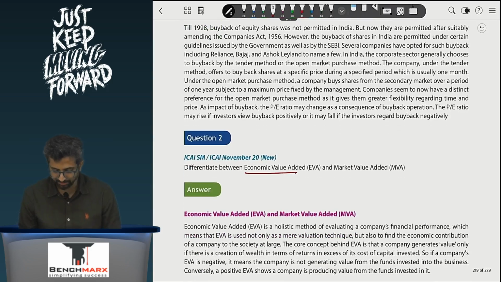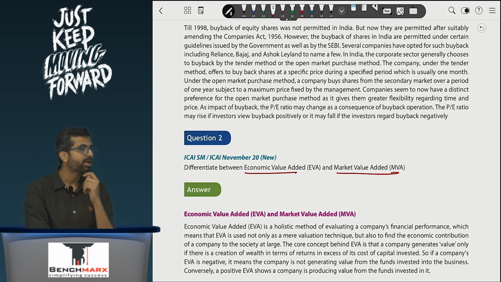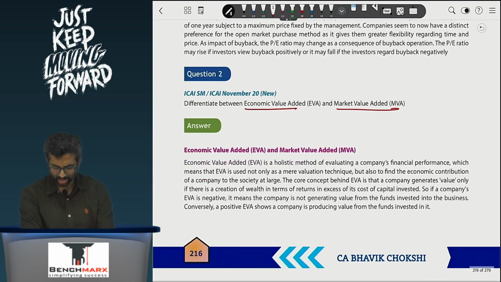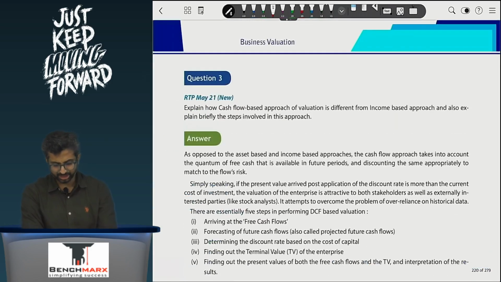Difference between EVA and MVA. अच्छा, EVA economic value added is NOPAT minus invested capital into WACC. EVA is for the year concept, whereas market value added MVA is the market value of debt and equity minus the book values of debt and equity. So MVA is as on date concept, EVA is for the period concept. Are we clear with this? अरे बराबर क्या नहीं? So this is EVA MVA.